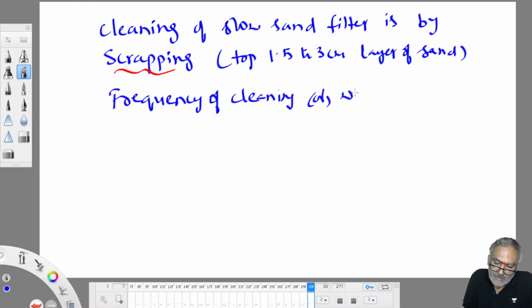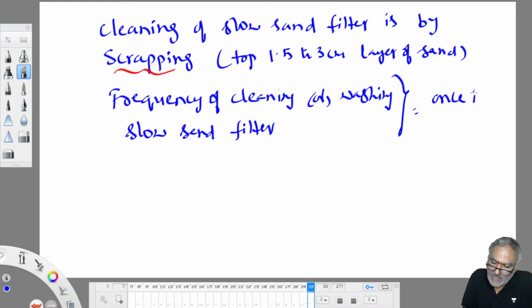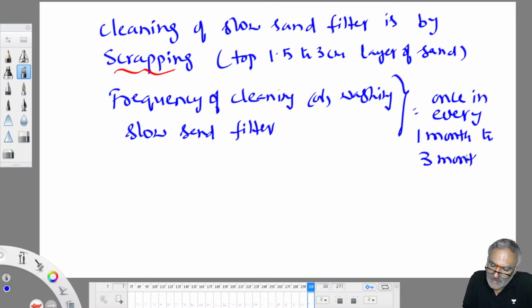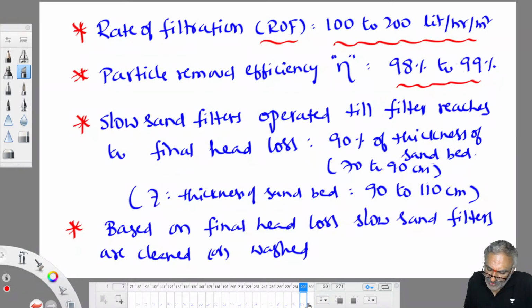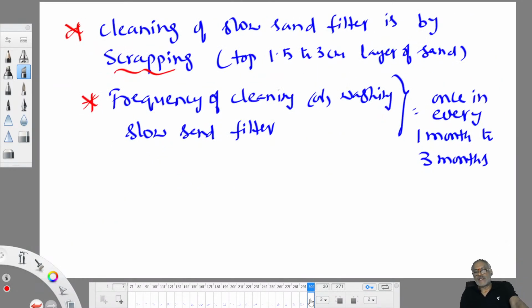Cleaning or washing of slow sand filter is once in every 1 month to 3 months. So keep all these points in your mind. They are asking in the exam. Okay. So I'll teach you straight away the designs, how to solve numericals. This information is more than sufficient to work out numericals.